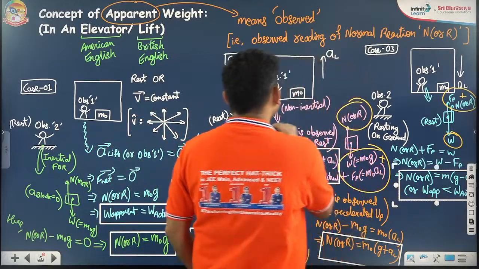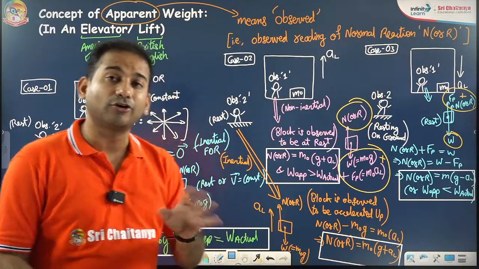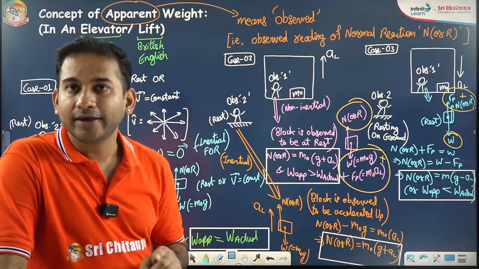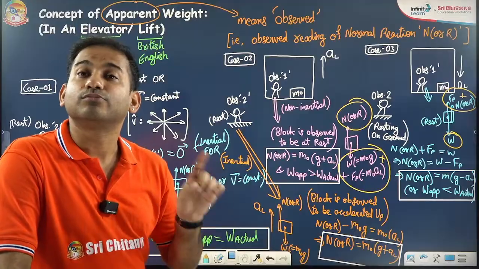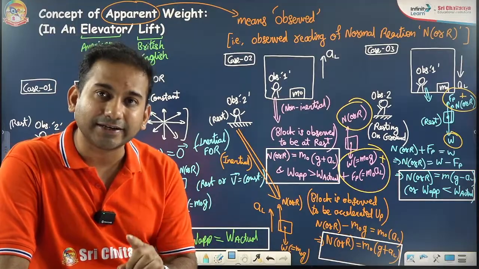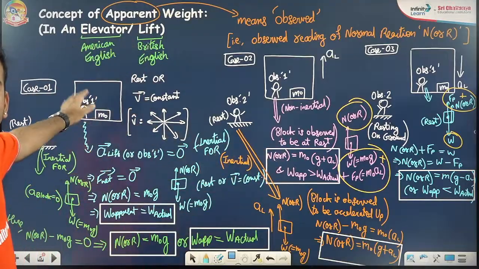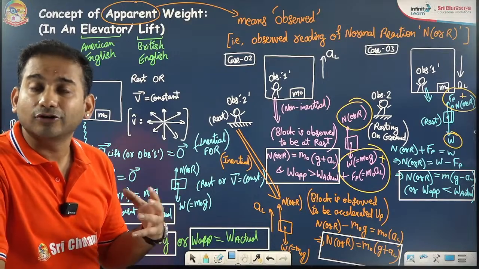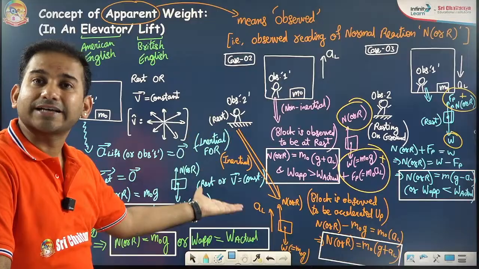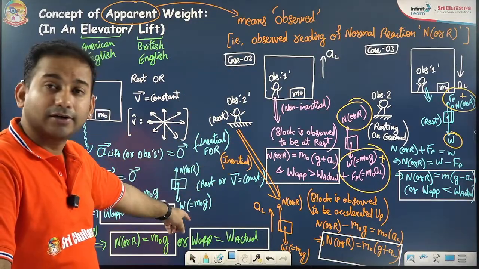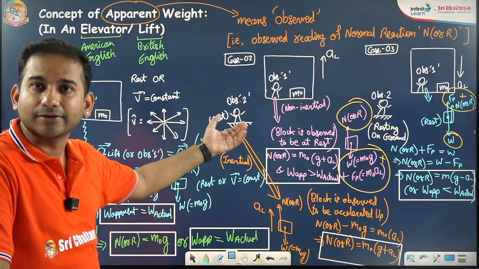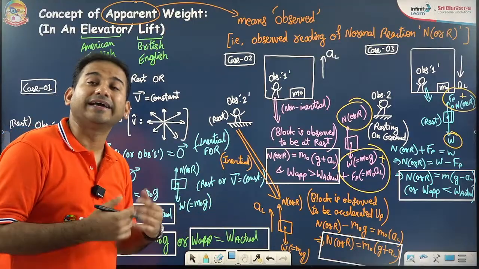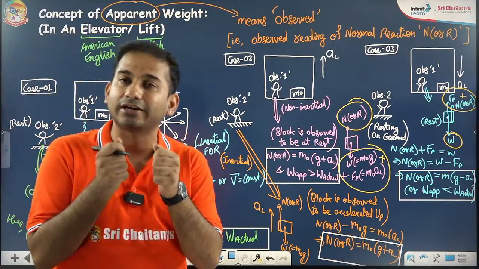So if the observer is accelerated down, please mind it, I'm not talking about where the observer is moving. I'm talking about where the observer is accelerated. If the observer is not accelerated at all, there will be the usual feeling on your legs. Your actual weight and your apparent or observed weight are the same. If the lift or block is accelerated up, then your apparent weight is higher than the actual weight, which means your legs will feel heavier.